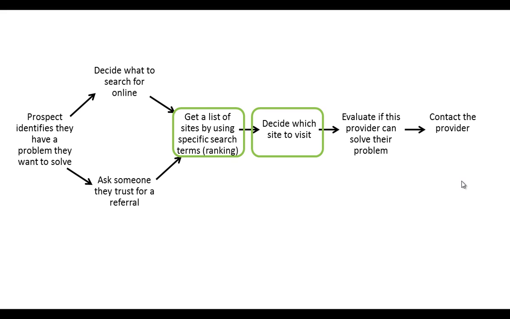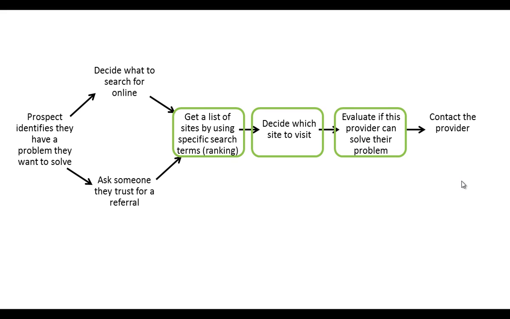Then, second area, it has to present to them in that list something that is going to encourage them. In fact, they feel compelled to visit your site because they believe it is going to be the solution to their problem. And then finally, when they're actually on your site, it has to convince them, this is the solution you have been looking for. You need to contact me now. Those are the three areas that your online presence has to impact.